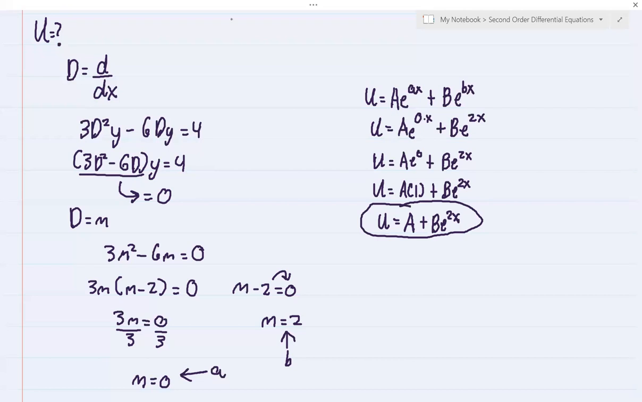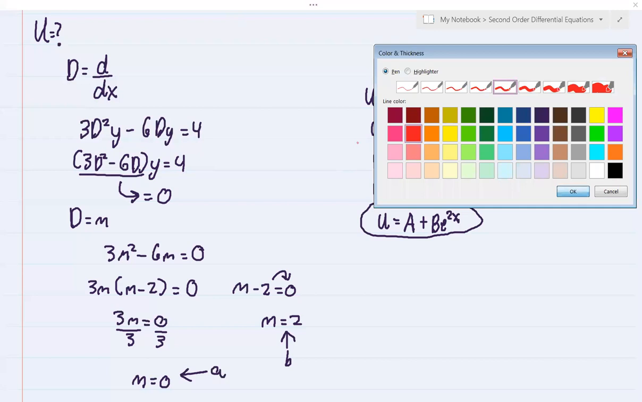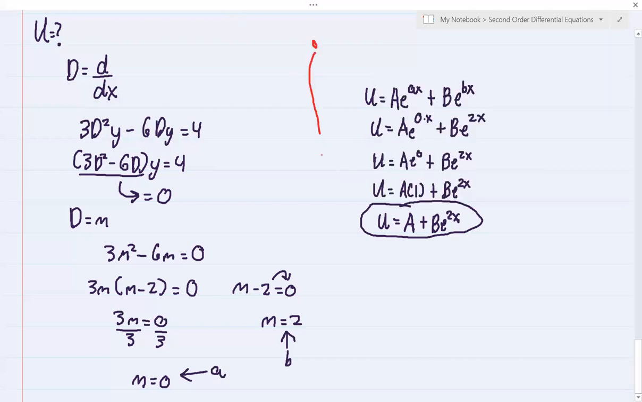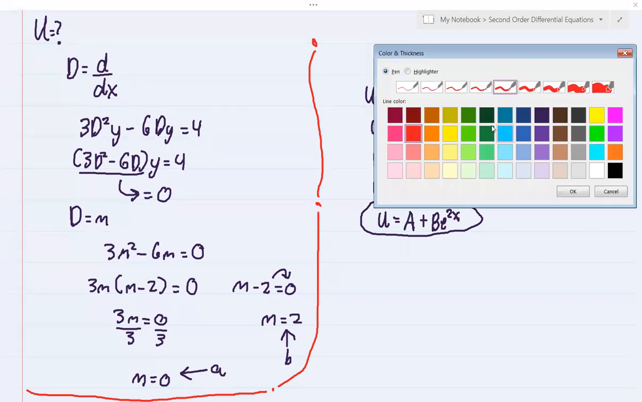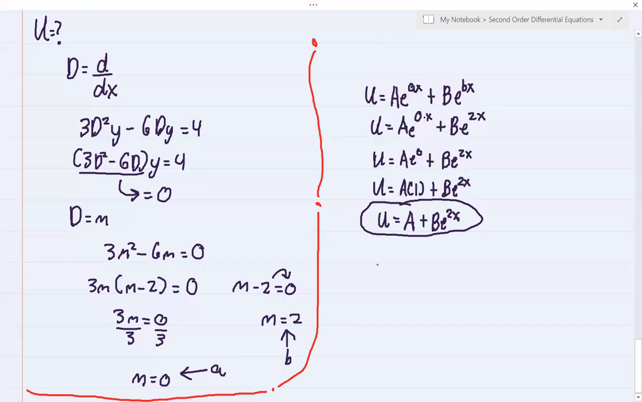So now that that is your u, we can now find your v. But before that, let me draw a border. Now let's go. What would be your v? Now let's take a look. We have a plus b e raised to 2x.